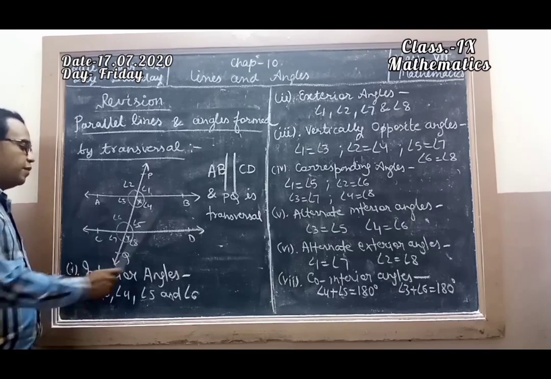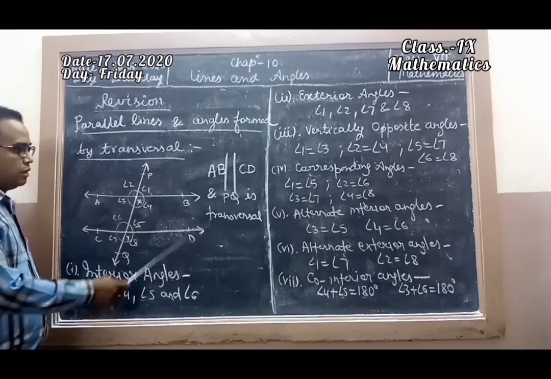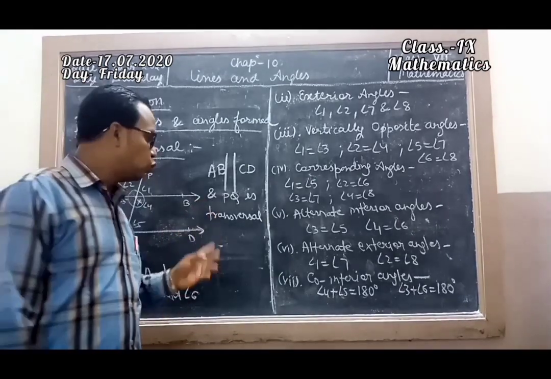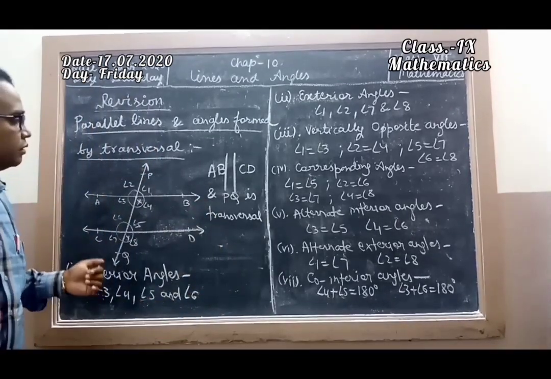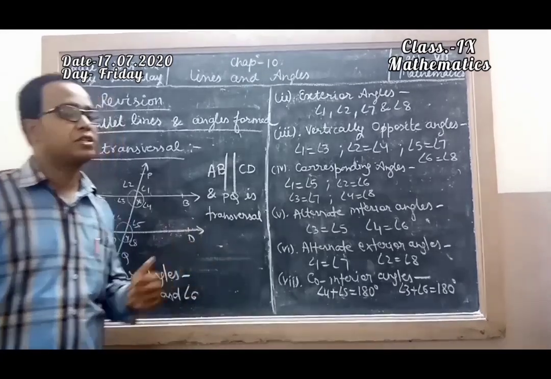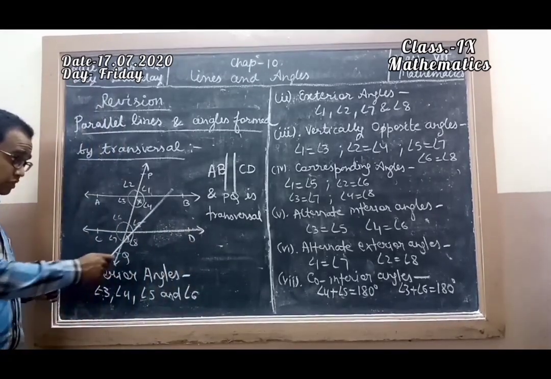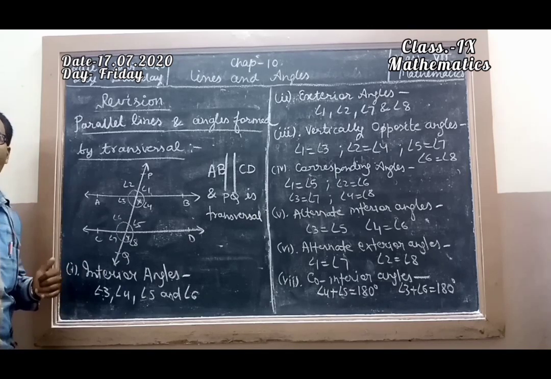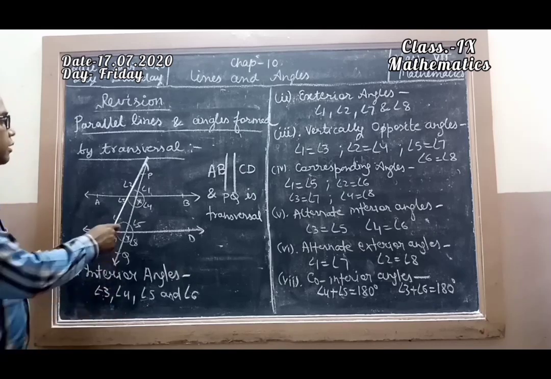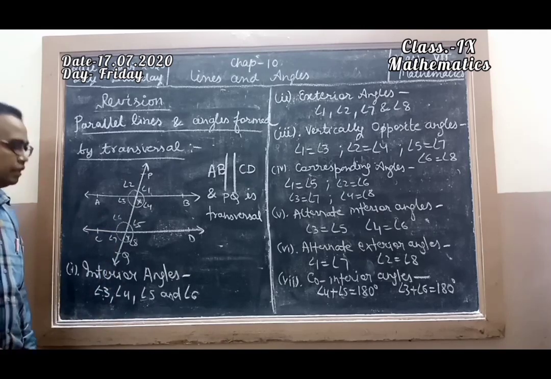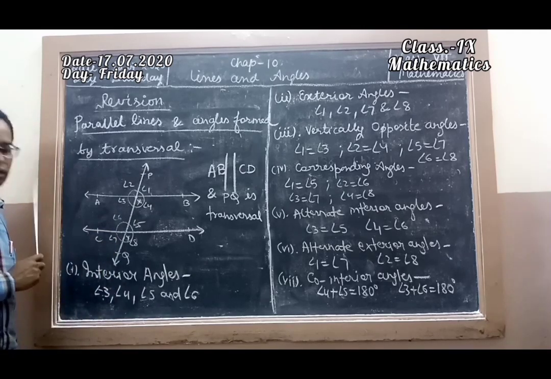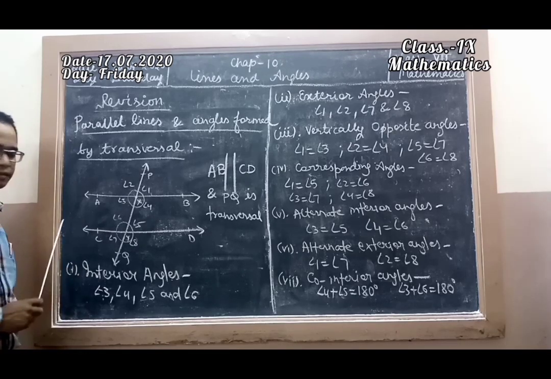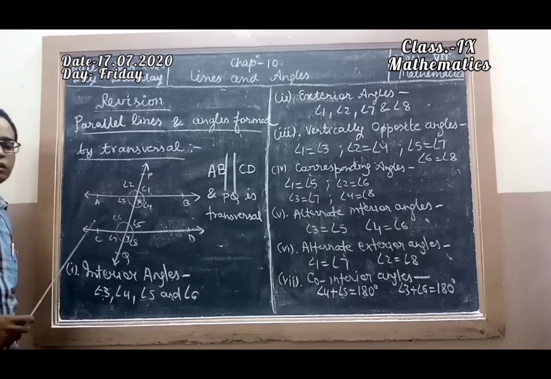Parallel lines: AB and CD are parallel lines and PQ is the transversal. Parallel lines means two or more lines that do not intersect each other and the distance between them is the same. Then these lines are called parallel lines. Transversal: a line that intersects these two parallel lines at distinct points X and Y is called a transversal.